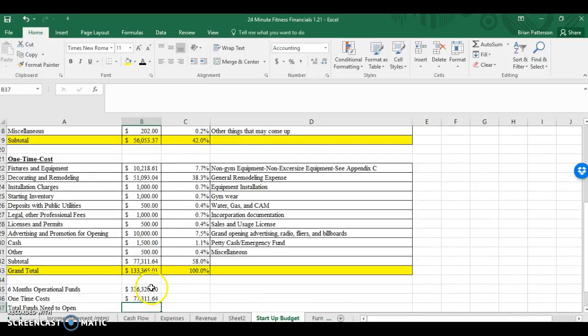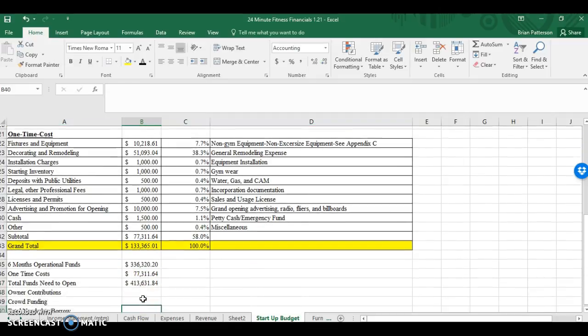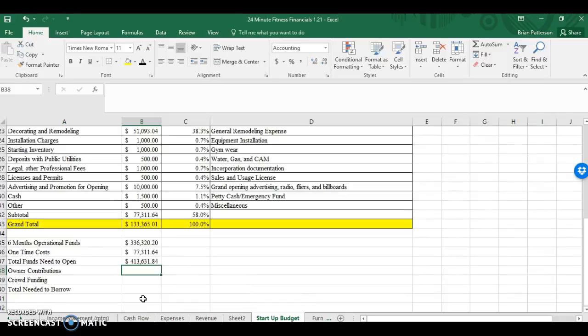Now I need to find out how much this number and this number add up to be. So equals this number plus this number. Okay. How much money is it going to cost me? Now, there's 3 partners in the 24-hour fitness. So to figure that out, I need to do this.